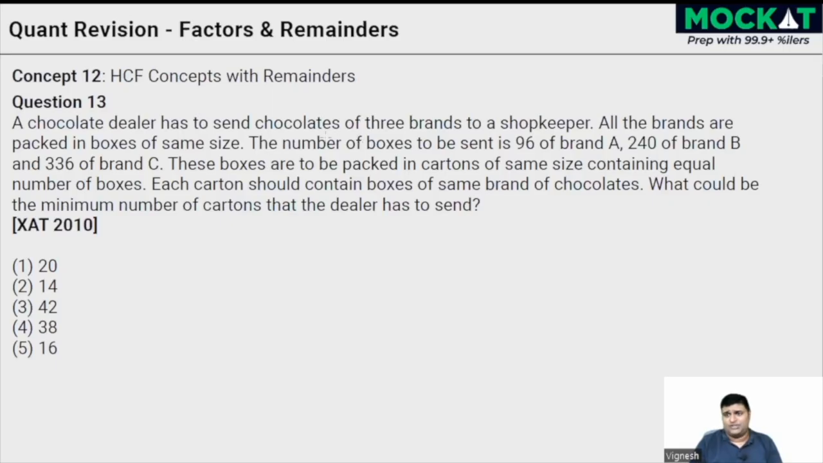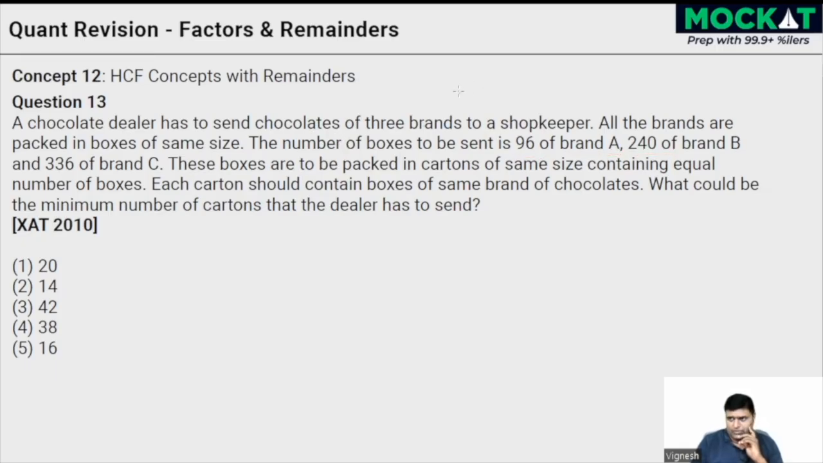A chocolate dealer has to send chocolates of 3 brands to a shopkeeper. All the brands are packed in boxes of same size. The number of boxes to be sent is 96 of brand A, 240 of brand B, and 336 of brand C. These boxes are to be packed in cartons of same size containing equal number of boxes.